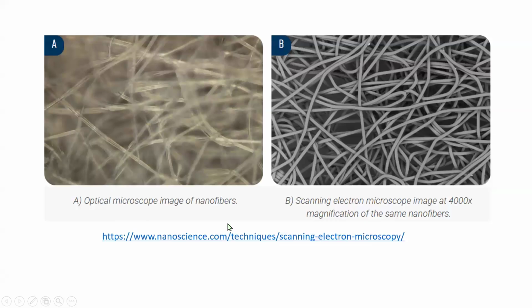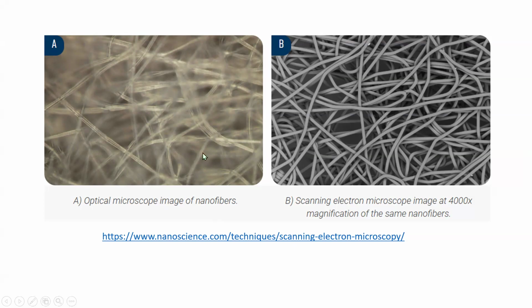And here we can see the comparison of an optical microscope image of nanofiber and those obtained by using a scanning electron microscope. As we see, by using scanning electron microscopes we can see the 3D structure in the same figure. But by using an optical microscope, we are unable to see different layers.